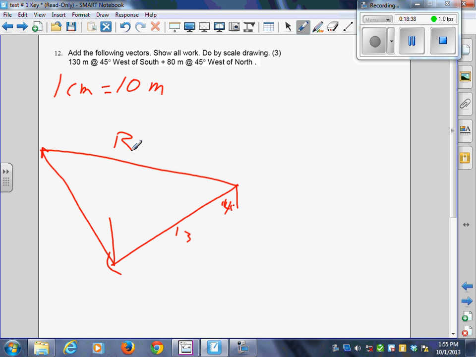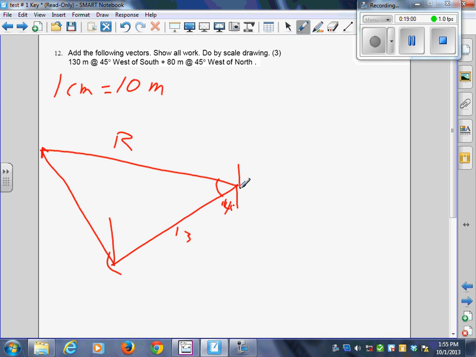Which angle do you measure? You do not measure this angle here. I found quite a few people did this. Why not? Because you have to measure from north or south or east or west. Most likely you're going to measure from north or west. Okay? You cannot measure that angle in there. If you use tangent, you're going to have to make some adjustment there.